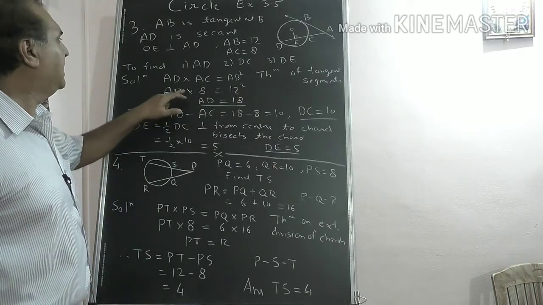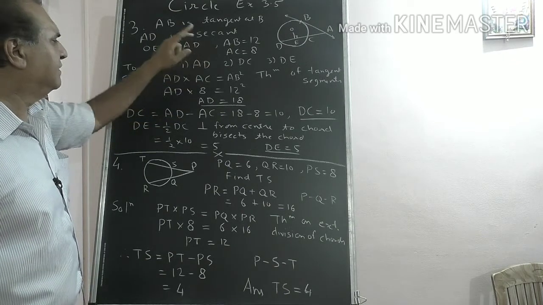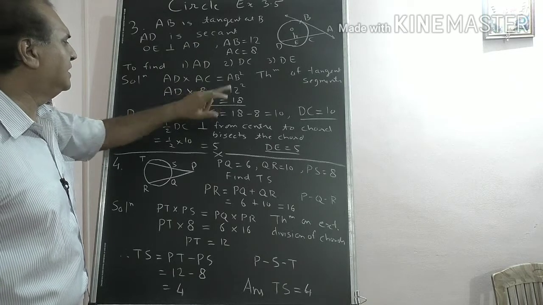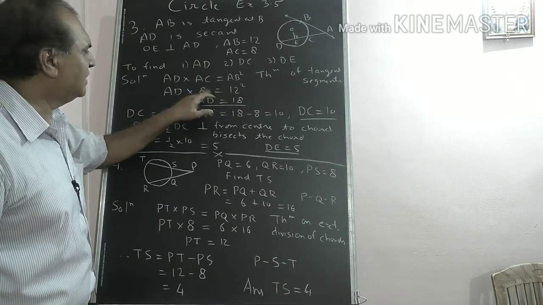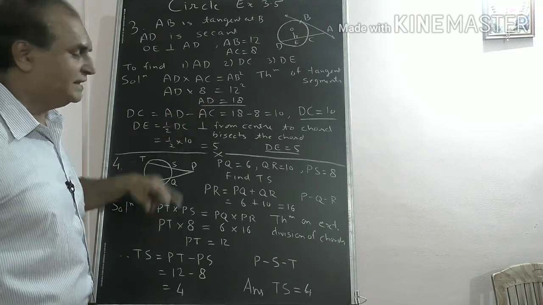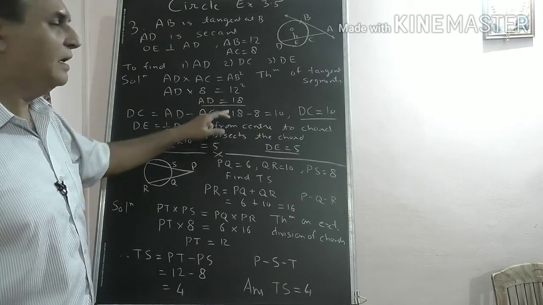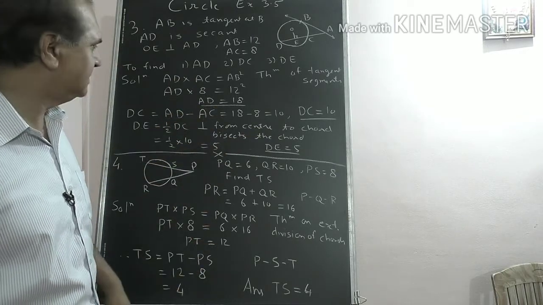So AD into 8, AC is 8, given, equal to AB which is 12 square. 12 square is 144. 8 is going down, 18 eights are. So AD is 18. First answer you got: AD as 18. Underline it, write separately afterwards.